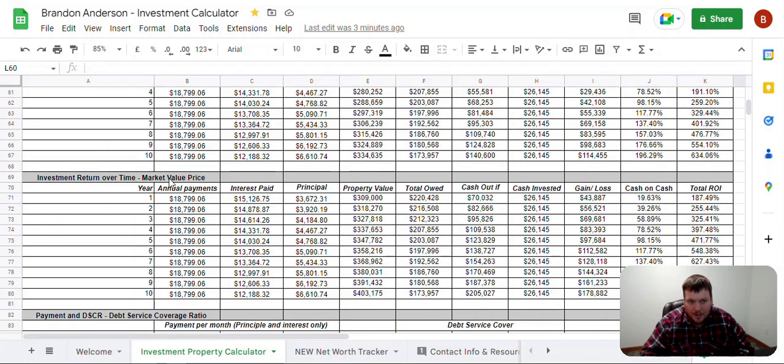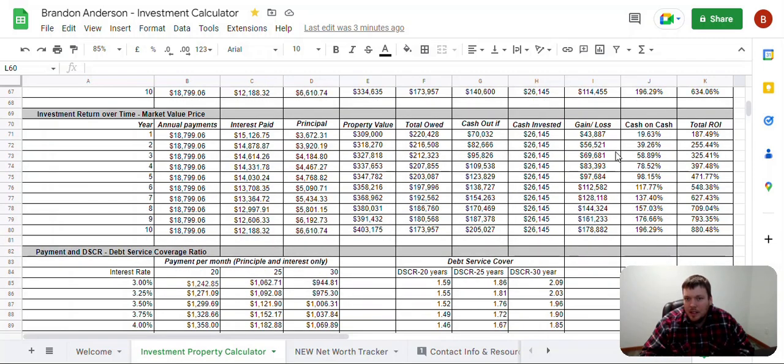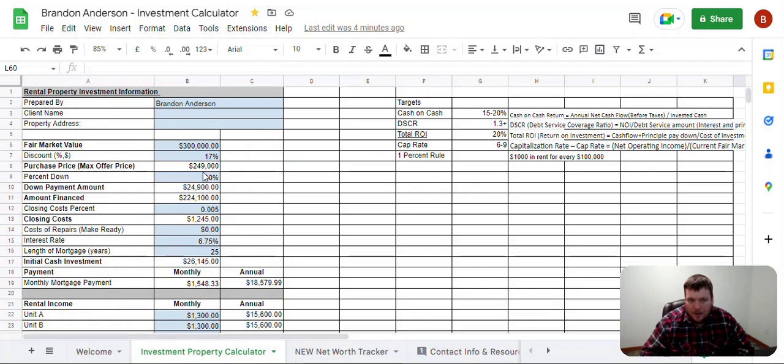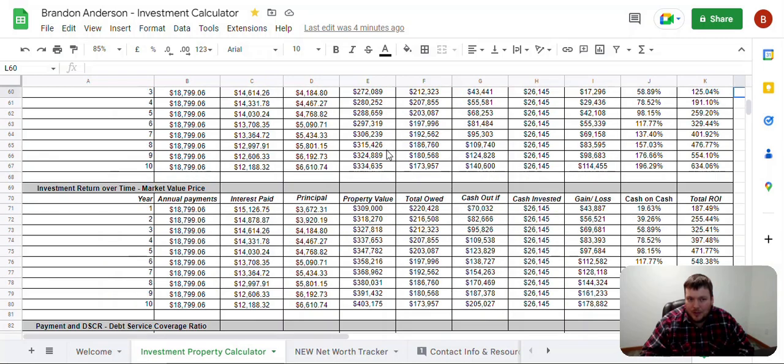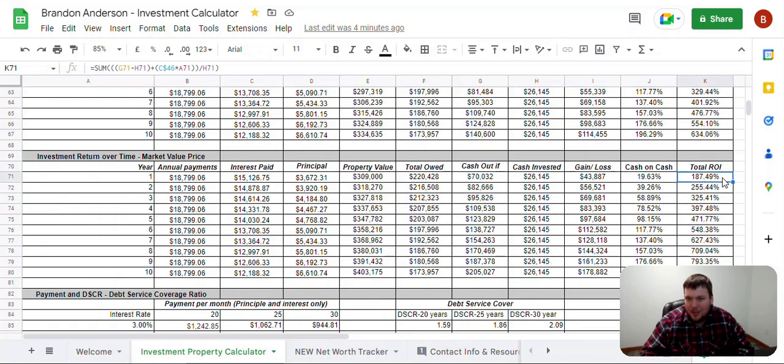The cool thing is I added this market value price down here. The cash on cash is the same, but your total ROI is going to be more for the property that has the market value price. The reason for that is you're getting instant equity, right? If you look up here, we had essentially 51 grand, so say 50 grand of instant equity. Well, that means when you buy this property in year one, you're getting 187% ROI on your money.